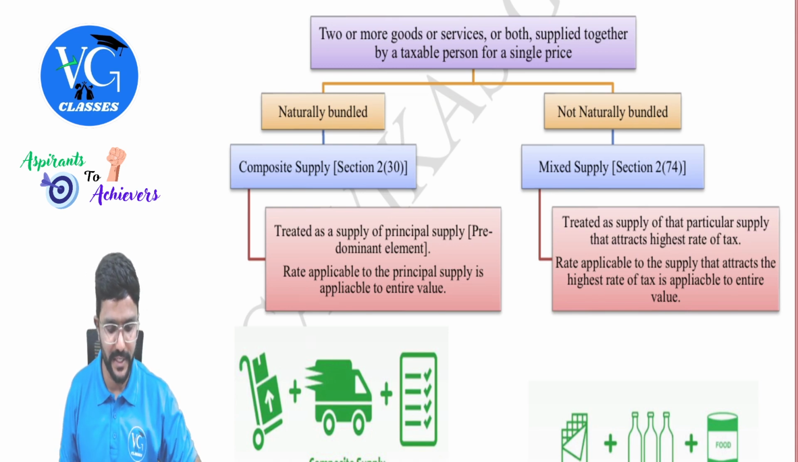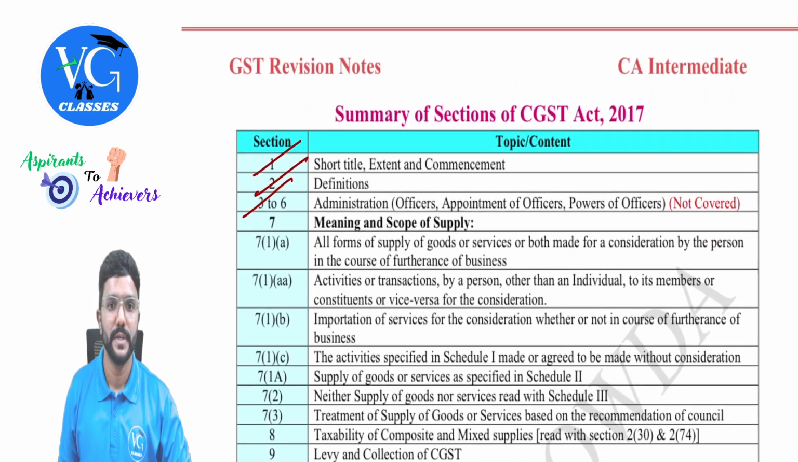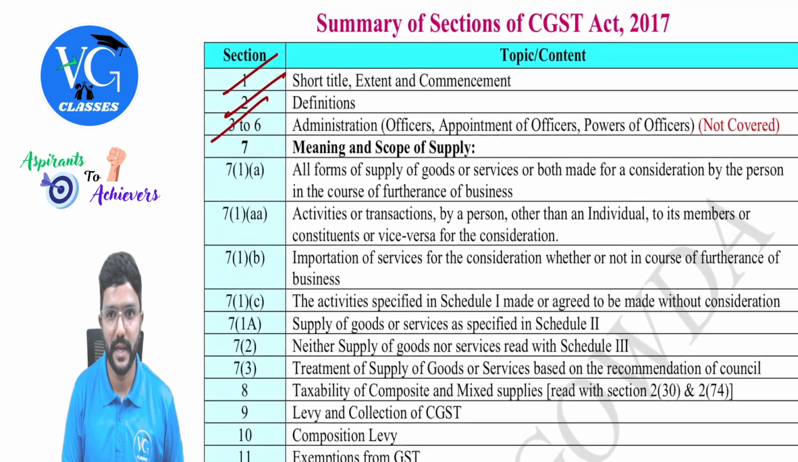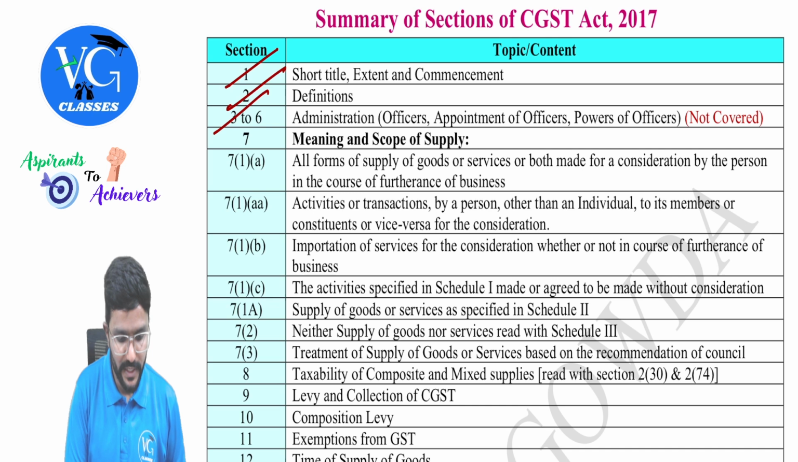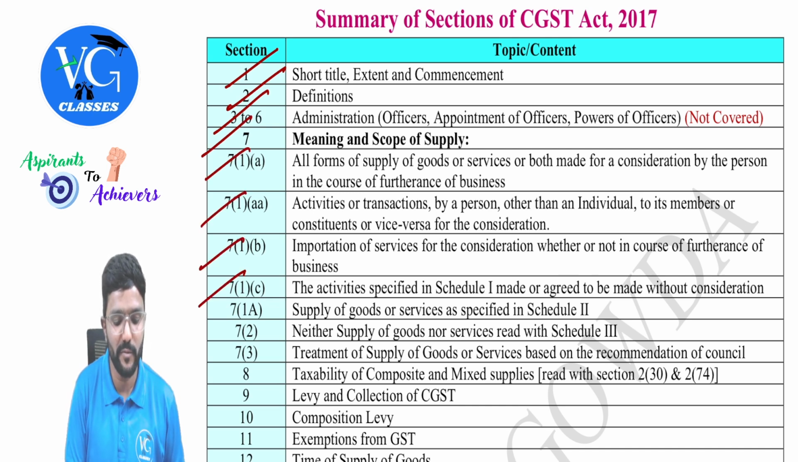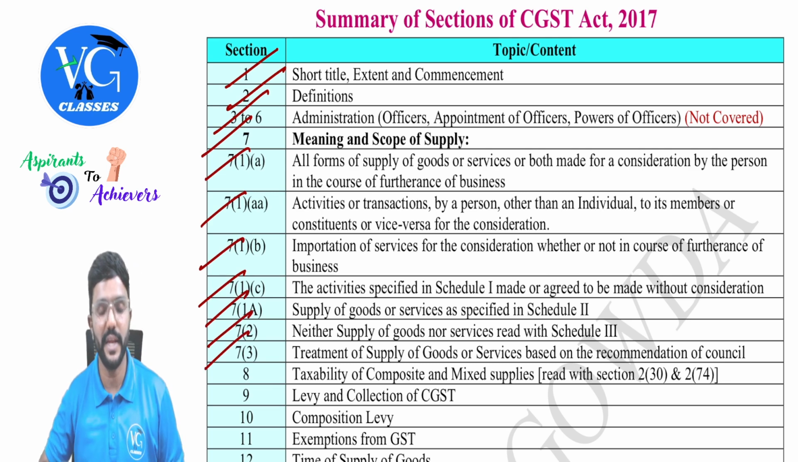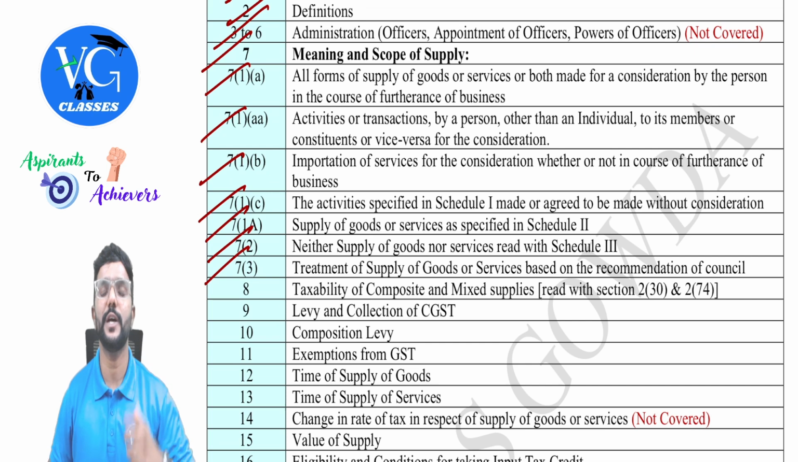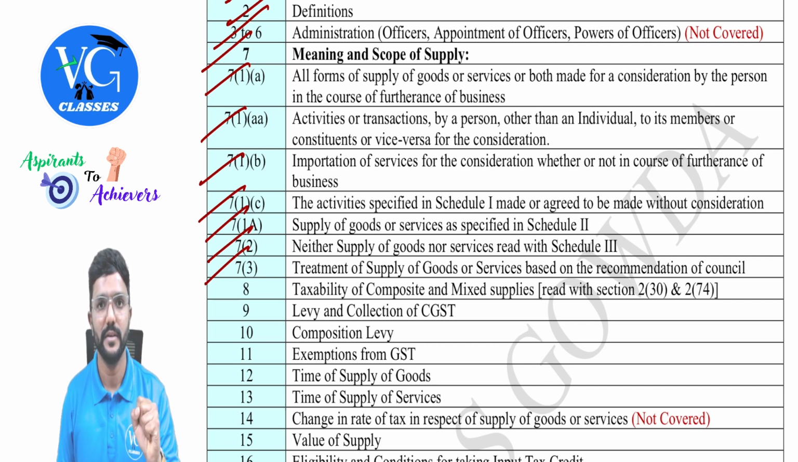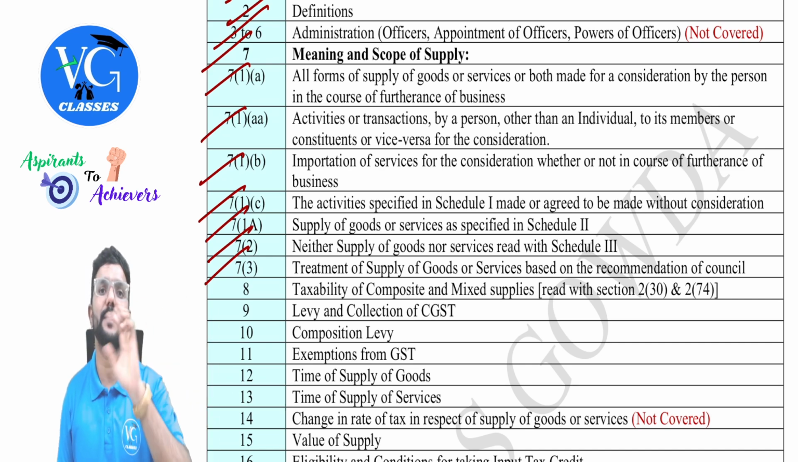So let us mark the section numbers whatever we have covered. Come to the section list, guys. Yes, I have given the list here. Section 7 is completely covered: 7(1A), (1AA), (1B), (1C), 2, 3. And 3 actually gives power to the government to clarify whenever there is any confusion. Government can clarify whether it is a supply of goods or supply of services.